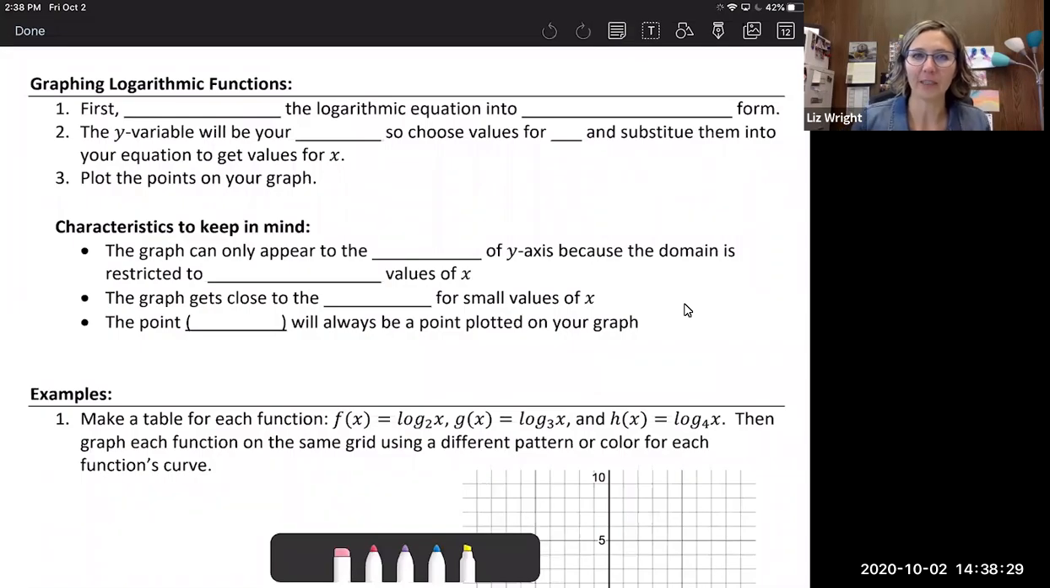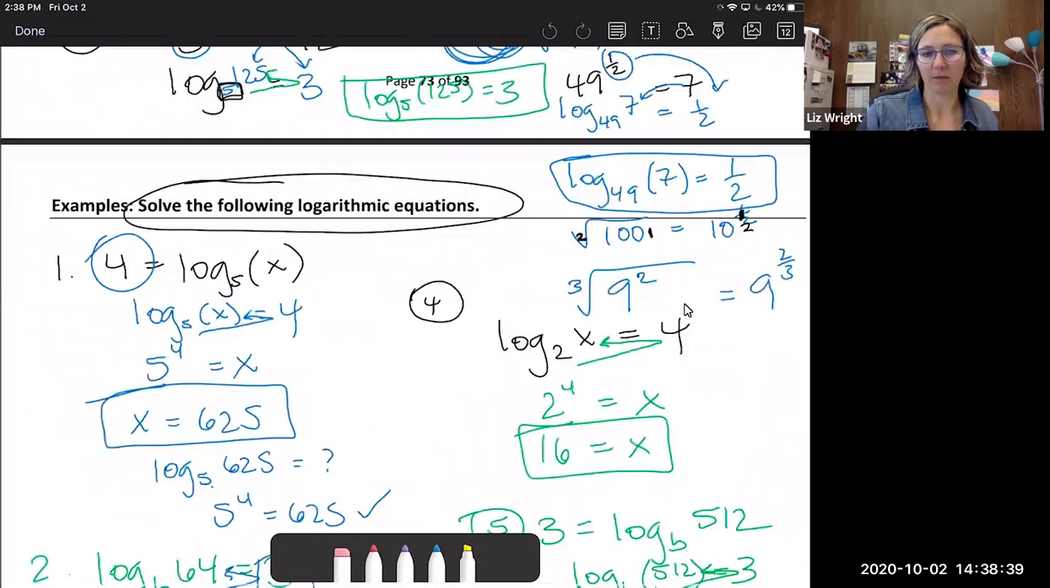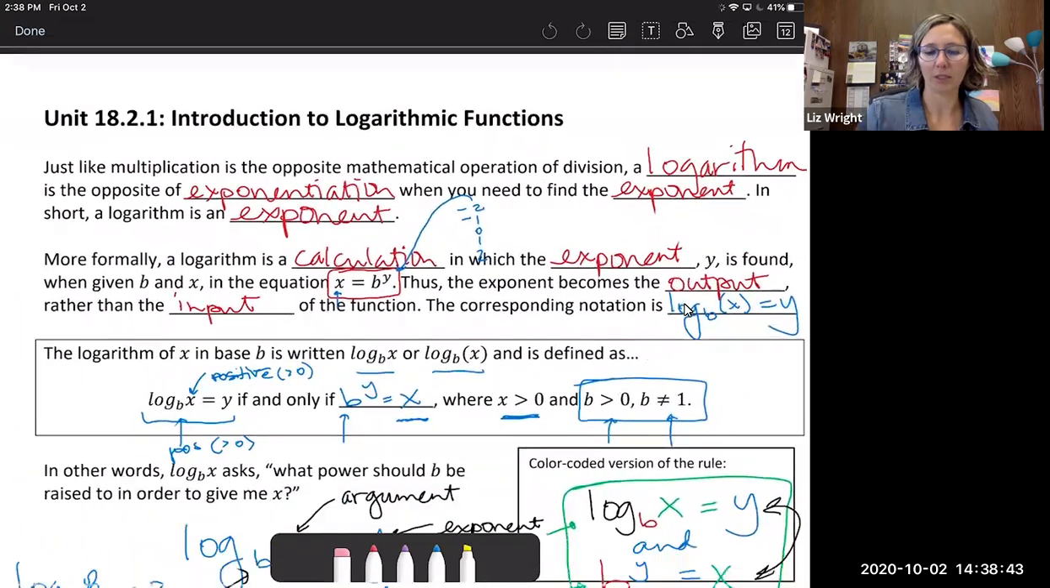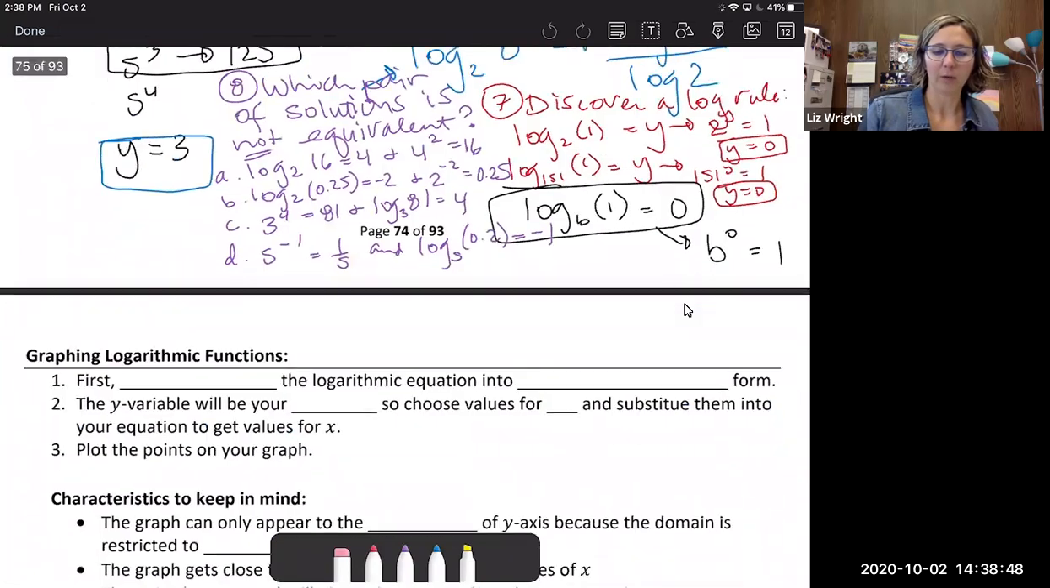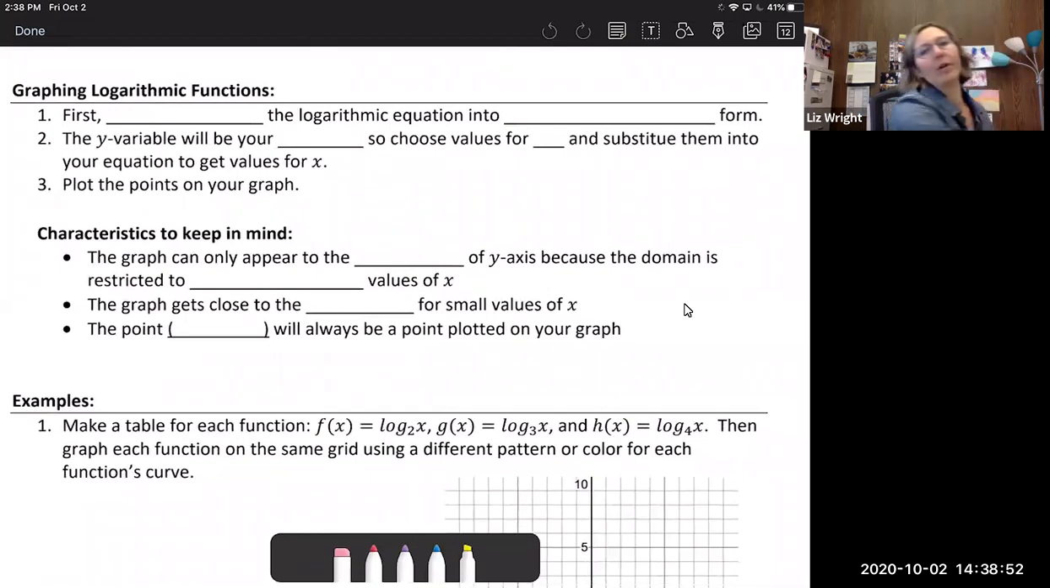Hi everybody. In this video, we're going to finish the second half of our introduction to logarithmic functions. So we're finishing this topic. Yeah, 18.2.1, Introduction to Logarithmic Functions. We finished off with that purple example last time. And now we're going to dive right into graphing log functions.